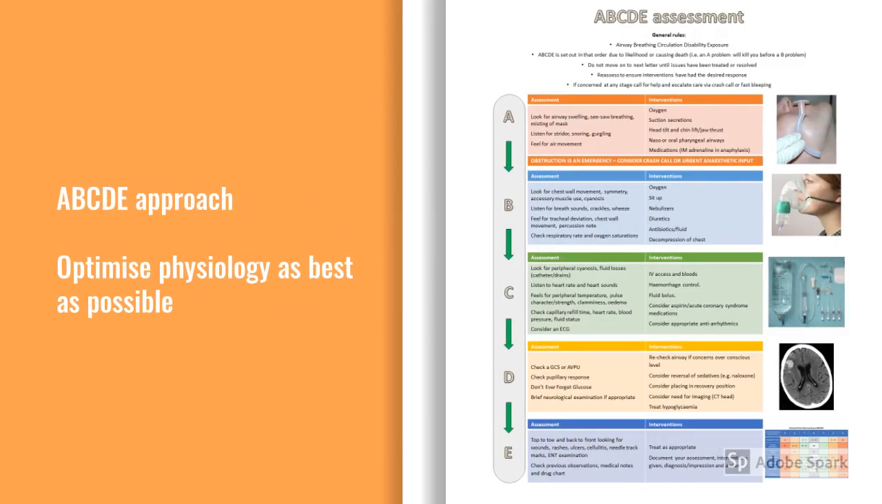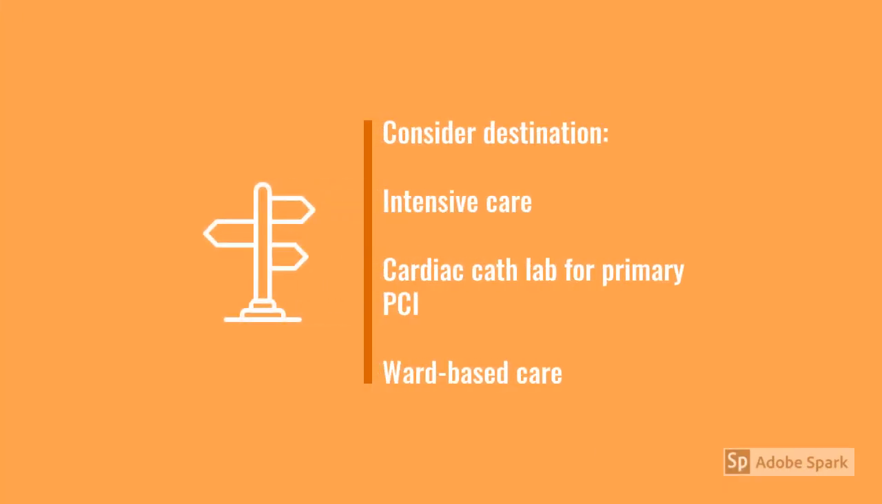Yeah, and again, you've got ROSC. That's a good thing. We can all agree. But actually, this patient remains very high risk. They may remain very unwell. You have to go through your ABCDE properly, optimising their physiology as best you can. And then you need to consider destination. Is this patient going to intensive care? Are they going to coronary care? Are they going to the cath lab?